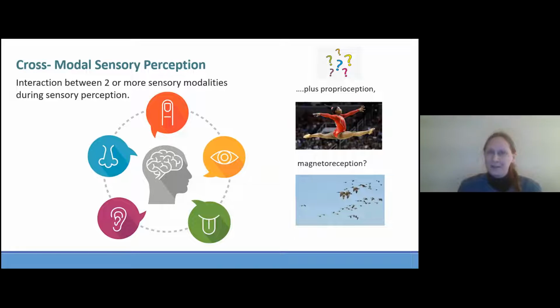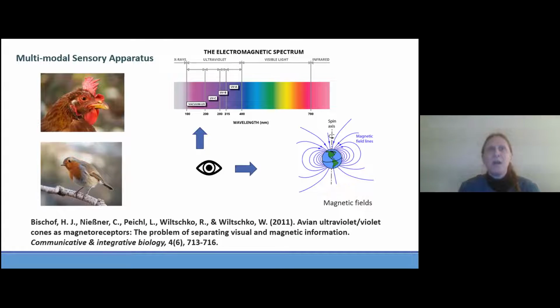And whilst magnetoreception is not something humans really think about, it is very important for a lot of animal species. For example, these Canada geese at the bottom, they rely on the Earth's magnetic field to be able to navigate tens of thousands of miles across the globe when there aren't really any other cues, for example, when they're above the ocean. As I say, I haven't come across anything in the scientific literature looking at cross-modal perception with magnetoreception, but there is information on multimodal sensory apparatus.